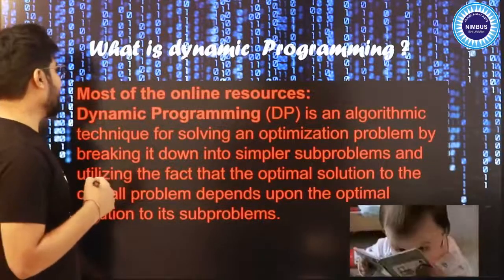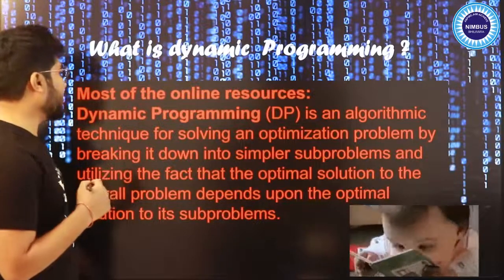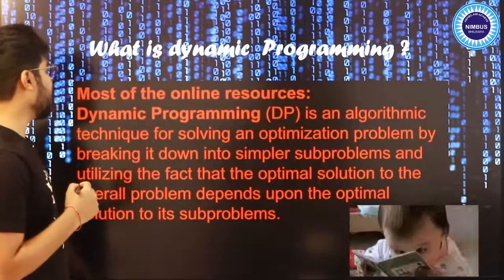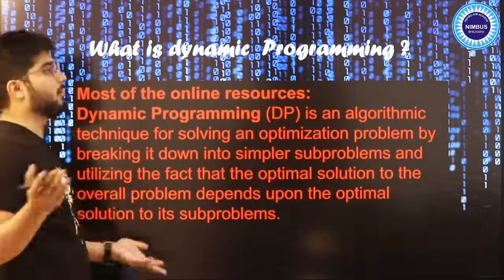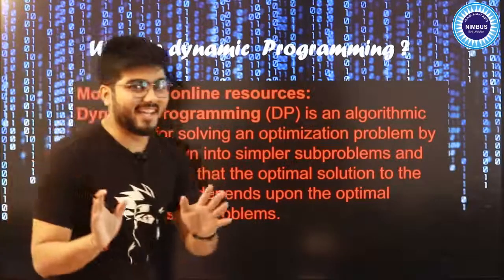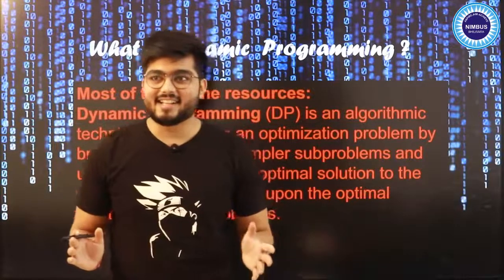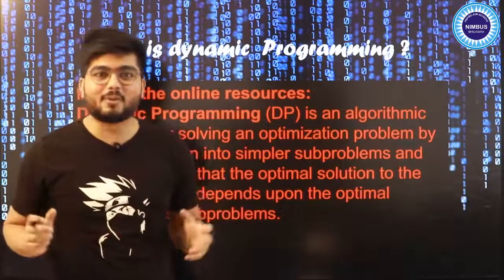So dynamic programming is an algorithmic technique for solving an optimization problem by breaking it down into simpler subproblems and utilizing the fact that the optimal solution to the overall problem depends upon the optimal solution to its subproblems. Okay. Yes, the definition is clear, but अभी वो feel नहीं आया ना dynamic programming क्या?